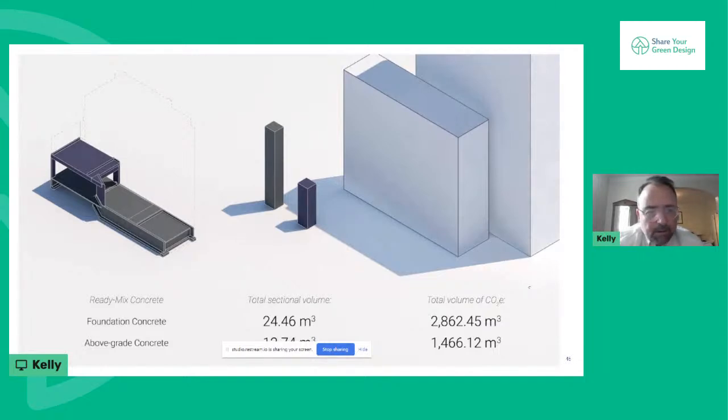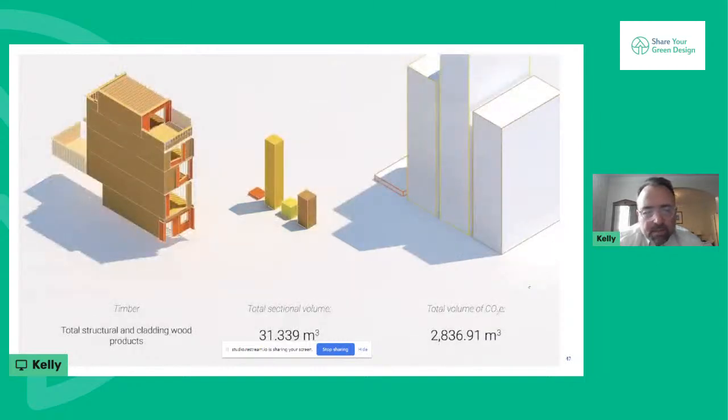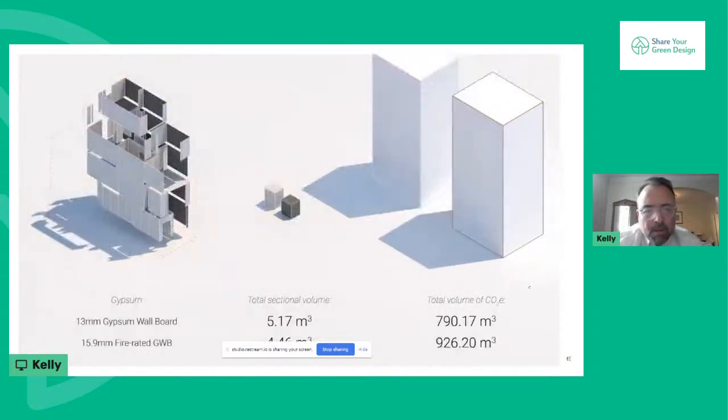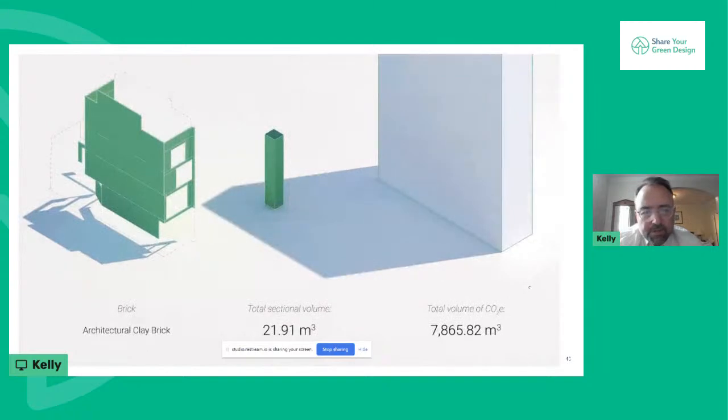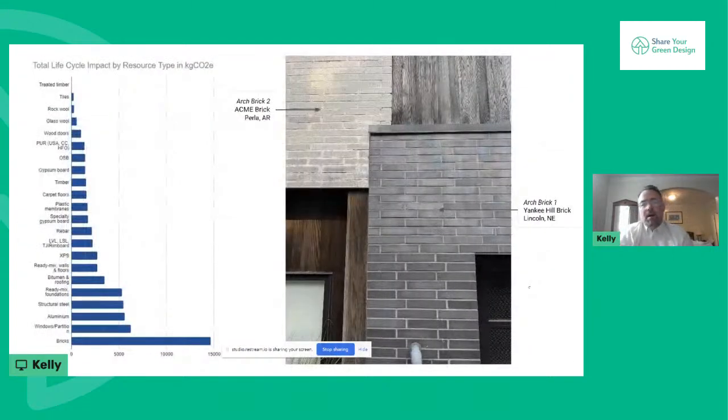So corresponding here, the ready mix concrete above and below grade, the types of wood in the project, the differences between plywood and construction lumber. Here's drywall, something we use so ubiquitously in our projects, massive driver of emissions, relatively speaking, and brick. So this project had some unique brick on it.